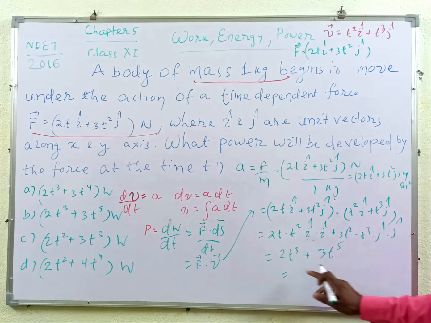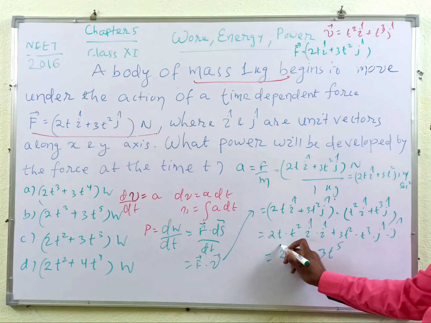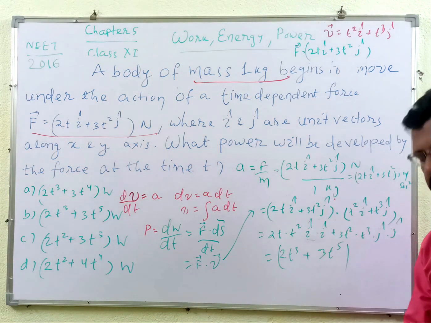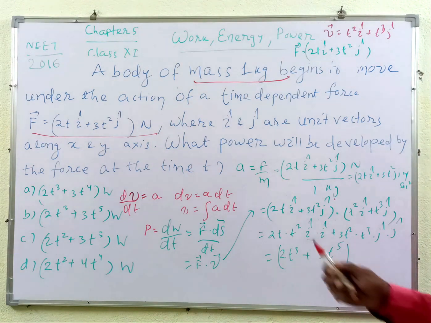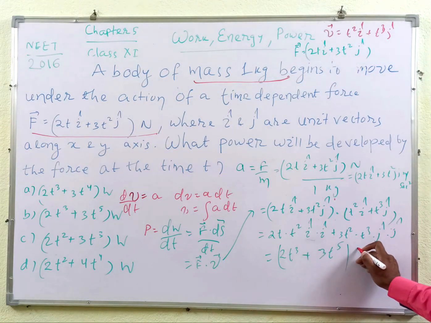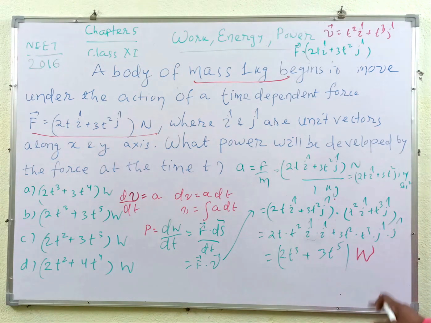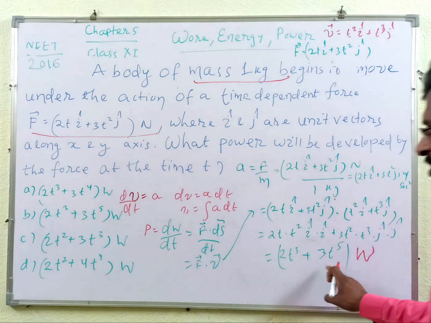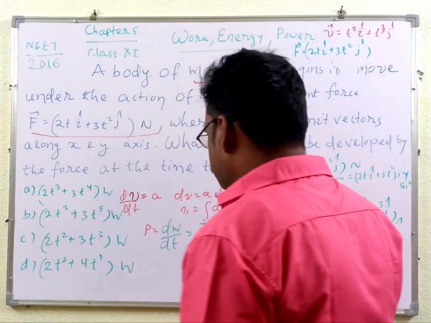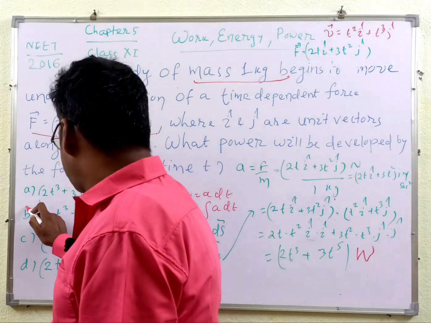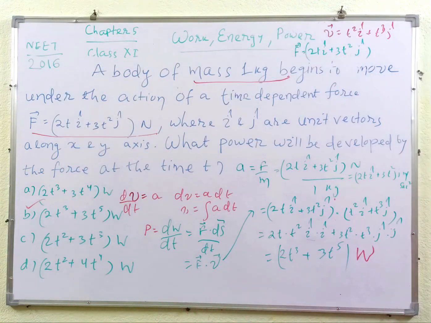So this is, students, 2t³ plus 3t⁵, and as everything is expressed in SI units, the power will be expressed in watts, which is the SI unit of power. So 2t³ plus 3t⁵, where is that? 2t³ plus 3t to the power 5, that is in option B. So option B will be correct, students, for this question.